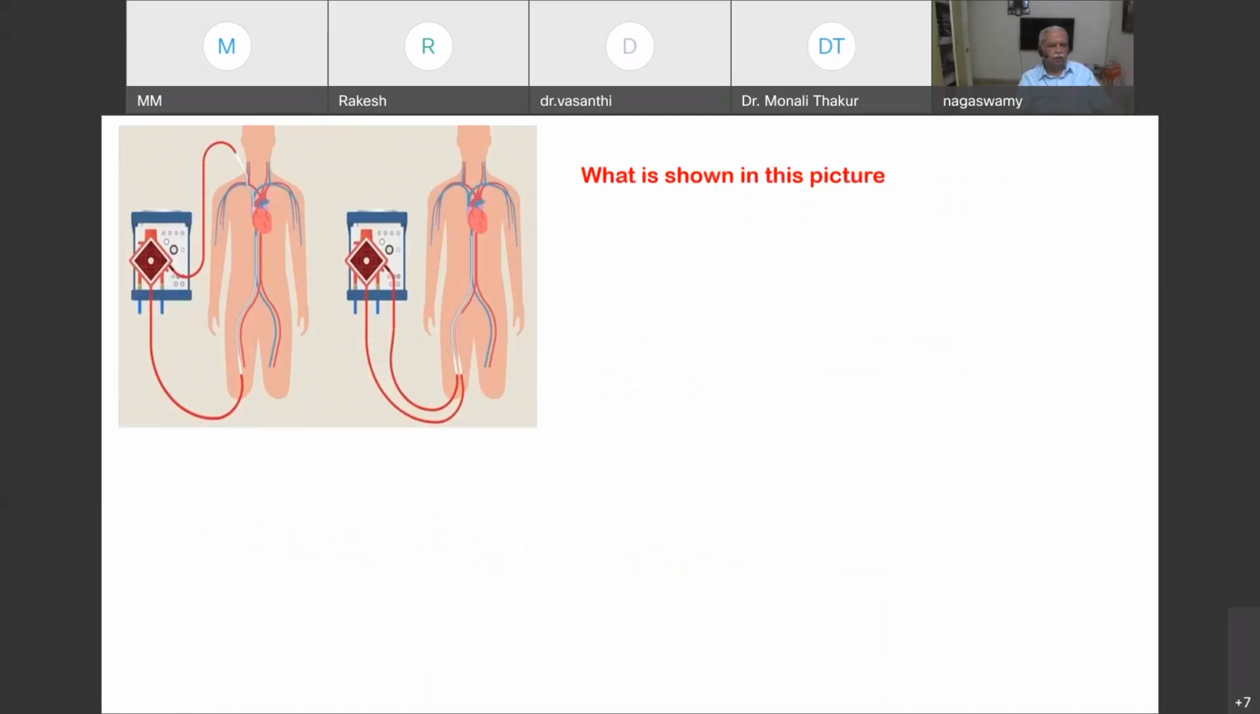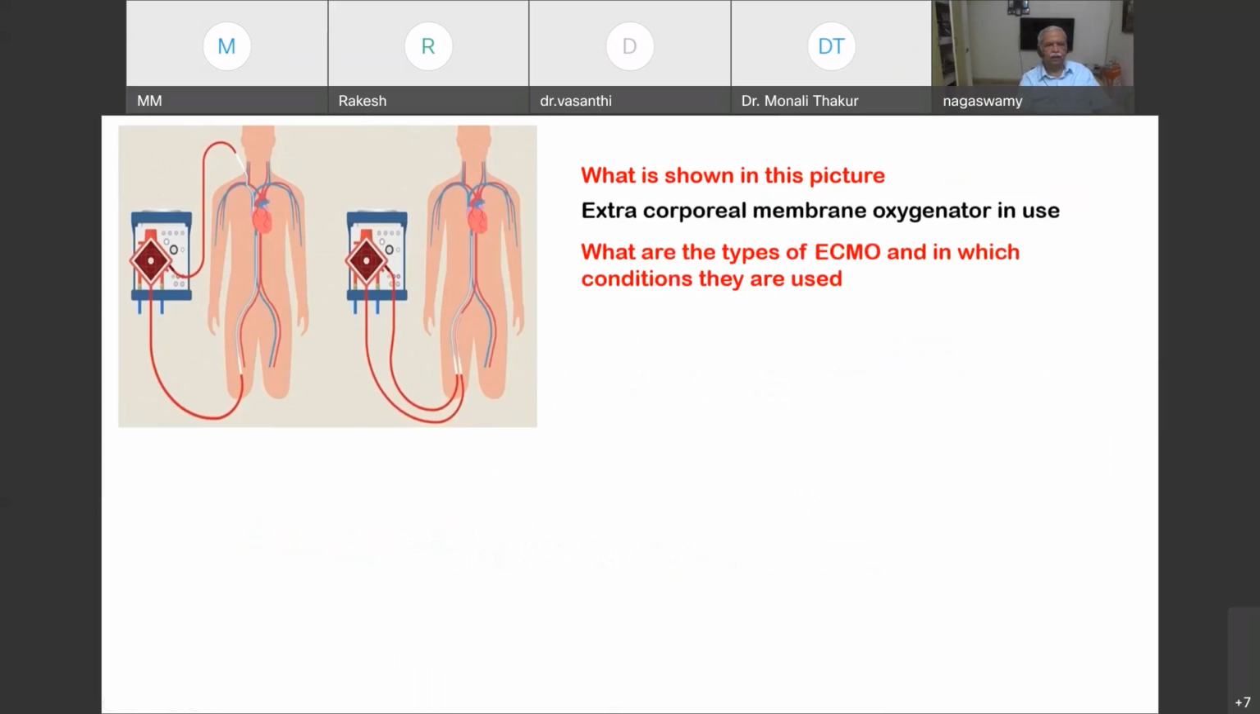What is shown in this picture? Blood is taken out from the body, something is done and then reintroduced into the body. It's an ECMO. It can be veno-venous as well as veno-arterial. Both are shown here. Okay, so extracorporeal membrane oxygenation. So there are 2 types, veno-arterial and veno-venous. So what is veno-venous used for and when do you use veno-arterial?